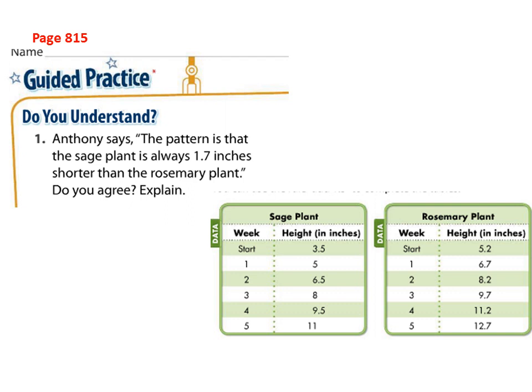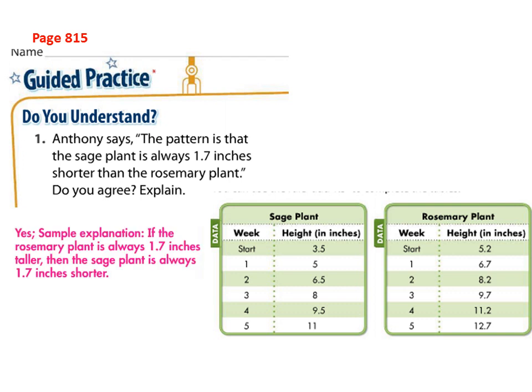Of course, Anthony is correct. Yes. Why? Simple answer. If the rosemary plant is always 1.7 inches, as we said, taller than the sage plant, of course the sage plant is always 1.7 inches shorter. Go to question 2.